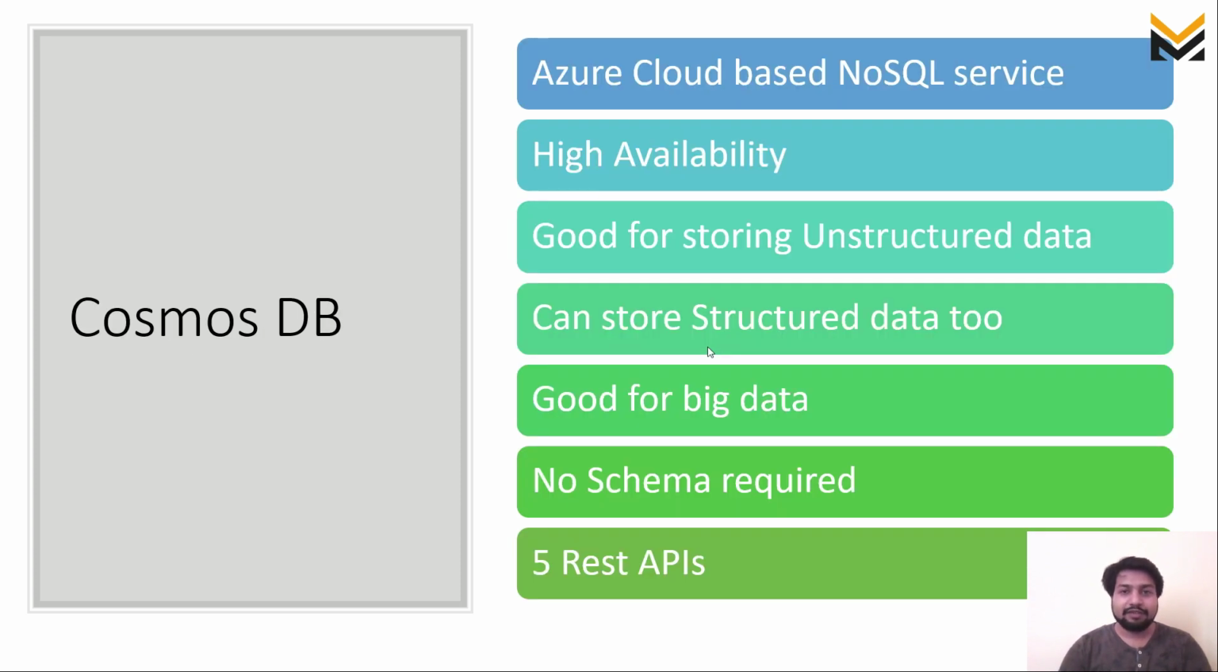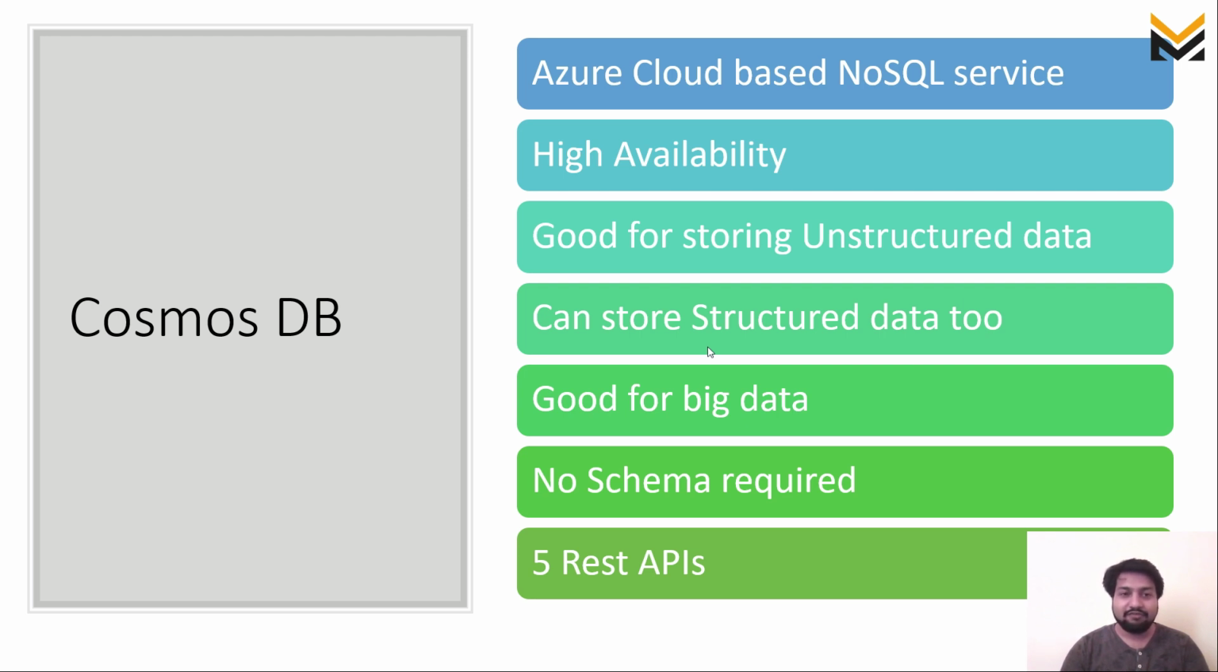Then comes the Cosmos DB. As the name suggests, this is a cloud-based service which provides us a NoSQL service. If I talk about its advantages, it is highly available with high response time and very low latency, and good for storing unstructured data. However, you can store structured data as well, like SQL data over here. As the name suggests, it's NoSQL, not only SQL. So you can save every kind of data over here, and it is good for big data.